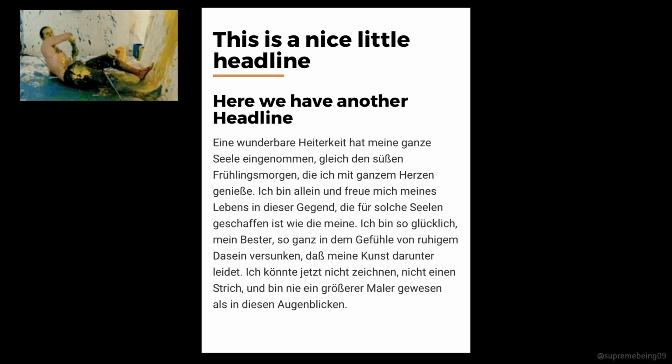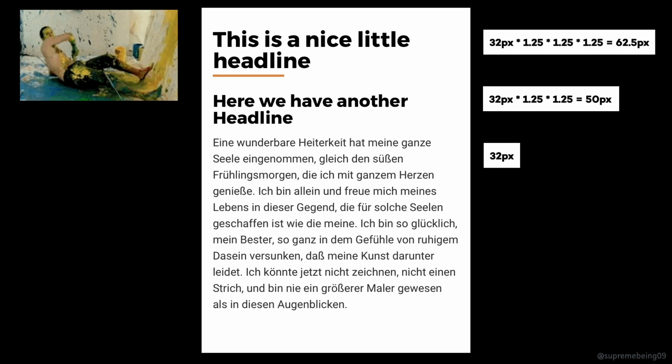I would have used a different modular scale from the beginning. So instead of multiplying it by 1.5, maybe I had chosen something like 1.25. Then for this headline here, we have 50 pixels, and multiplying it by 1.25 again, we'd have 62.5 pixels for the large headline, and everything is still readable.